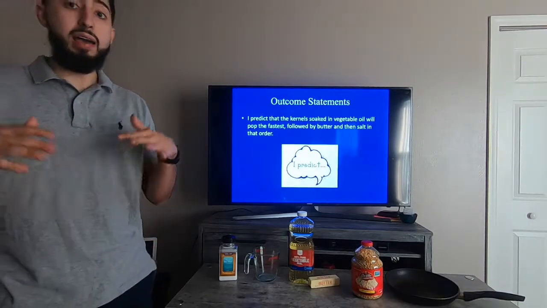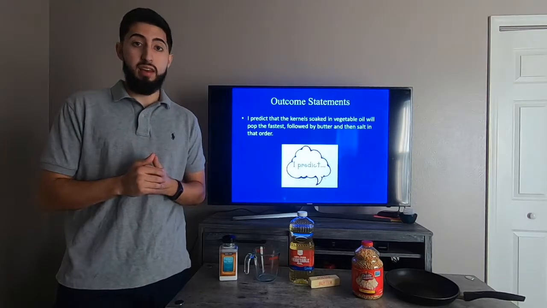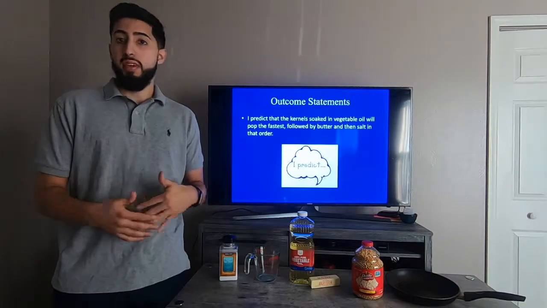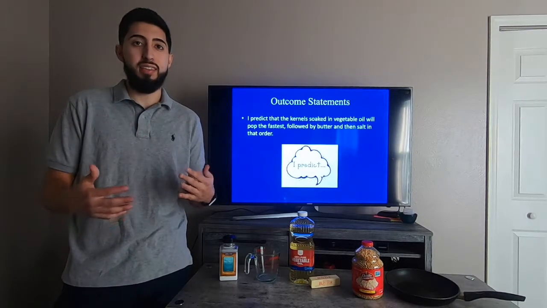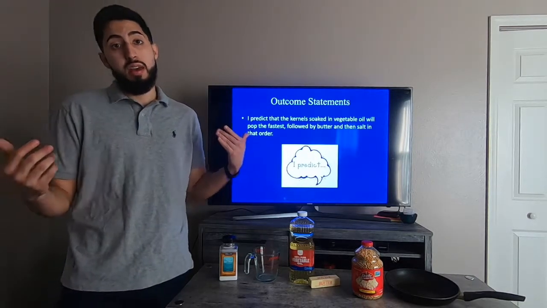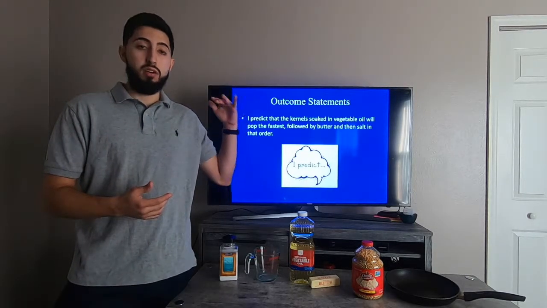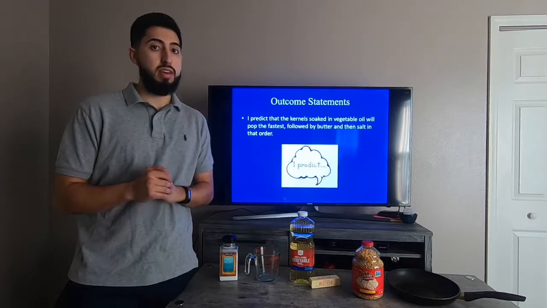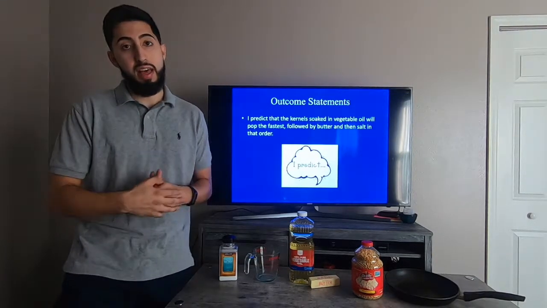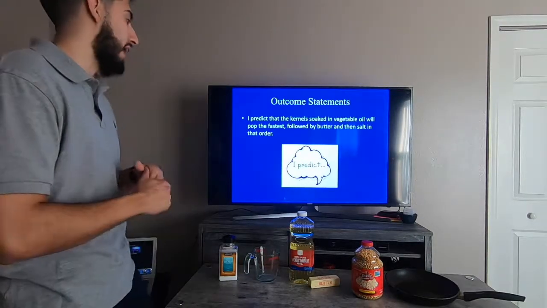Outcome statement. What I predict is going to happen, using my judgment from things I've cooked before, is that things cook a little bit better and faster in vegetable oil and maybe butter. So I'm going to say that the kernels are going to pop faster in the vegetable oil, then second is going to be the butter, and lastly they're going to pop the slowest in the salt. So that's what I'm going for here in my outcome statement.